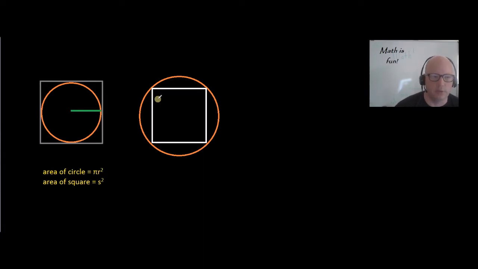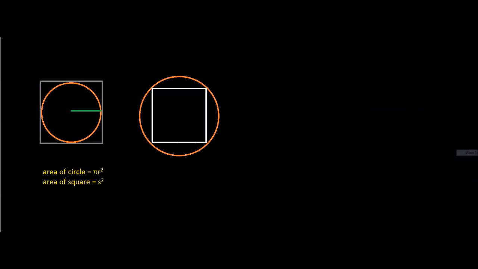So with that being said, let me close my window so you don't have to look at me anymore. And let's go over some of these things. So you can see here that we have some circumscribed figures. We have a square circumscribing a circle, and then we have a circle circumscribing a square.